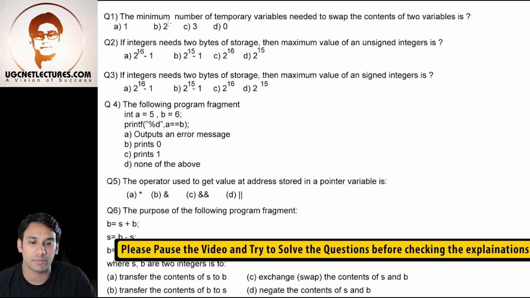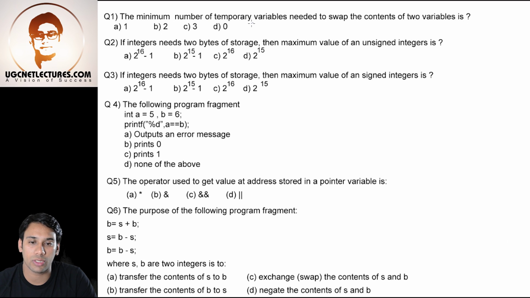The first problem is the minimum number of temporary variables required to swap the contents of two variables. Classically, how do we swap the values of two variables? Suppose we have a variable A and a variable B, where the value stored in A is 5 and the value stored in B is 6. Classically, we take a temporary variable and store the value of A into it, then we do A is equal to B, and then B is equal to temp. In this manner we can swap the values.